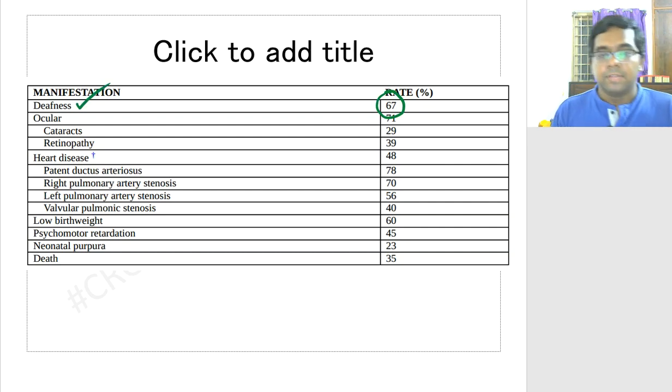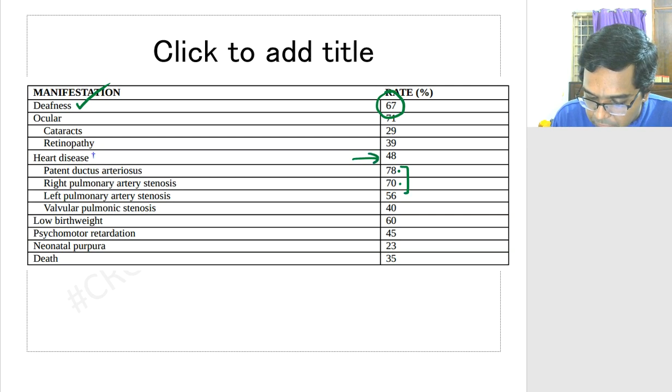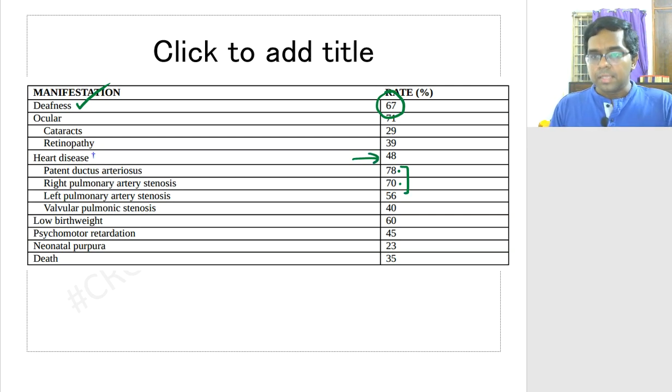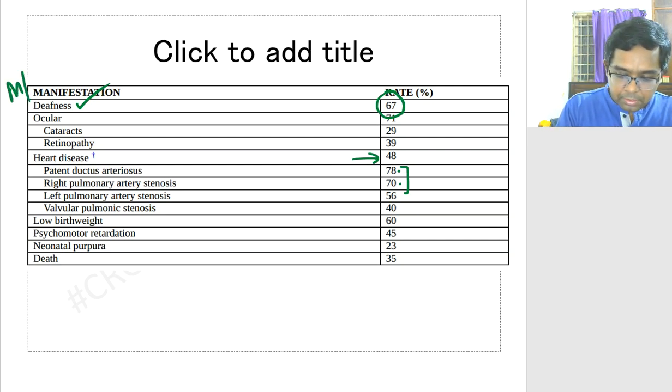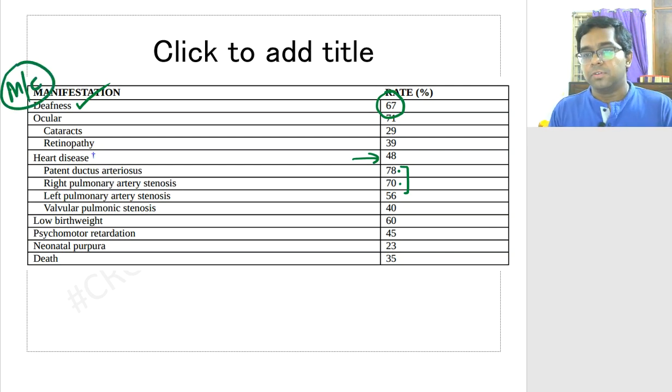That stands for deafness. Now, at this point, I want you to remember you are seeing some numbers, like 78 and 70, for patent ductus arteriosus and pulmonary artery stenosis. But please remember, this 78 and 70% refers to the percentage of heart disease which is encountered in congenital rubella syndrome. And you can see that as such, heart disease accounts only for 48%. It means it is still less than the deafness. So, if the most common clinical feature of congenital rubella syndrome is a question for you, then your answer should be deafness, right? Then comes ocular findings.